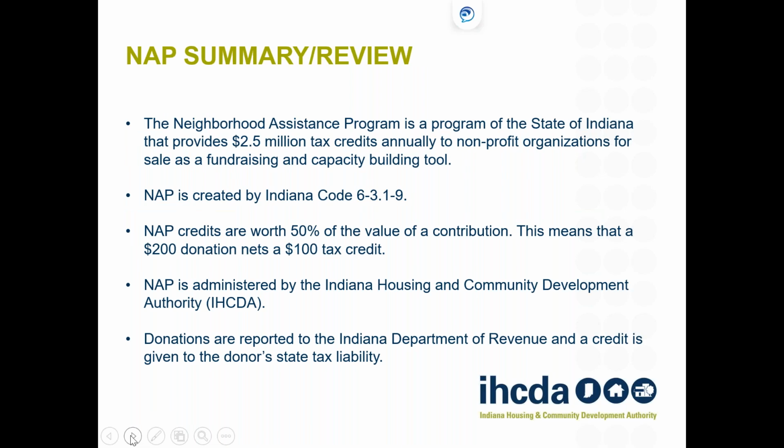And again, a brief overview of the program. It's a state program and it's a state tax credit program. It provides $2.5 million in tax credits to nonprofits every year as a fundraising tool and for capacity building. And the way that the tax credits work is that we have control of the tax credits. We award them out to you all, to nonprofit organizations, during this application period. And then you will take whatever tax credits you are eventually awarded, and you will distribute those to your donors in exchange for donations.